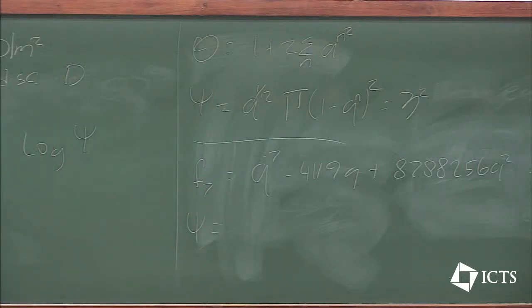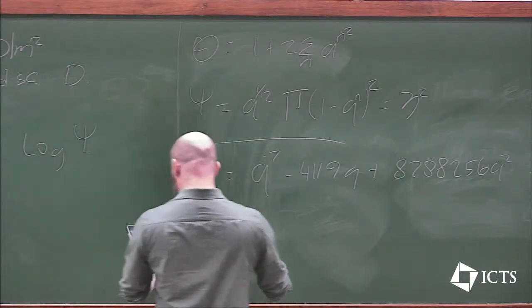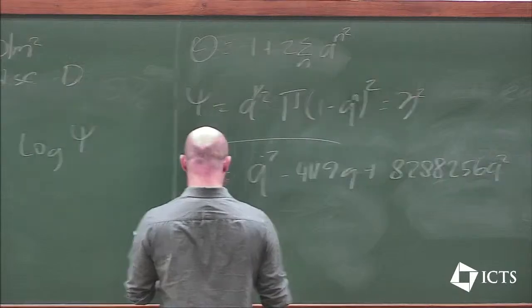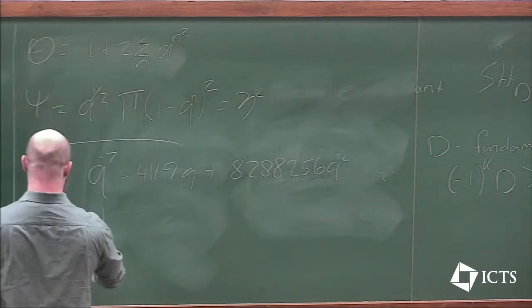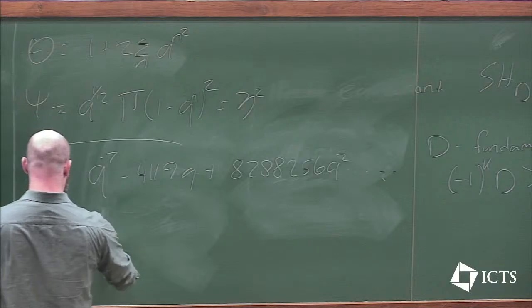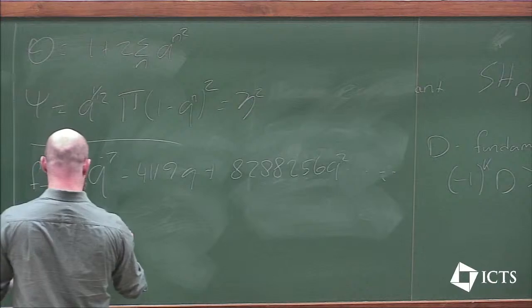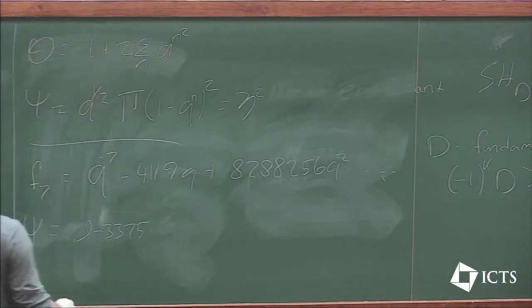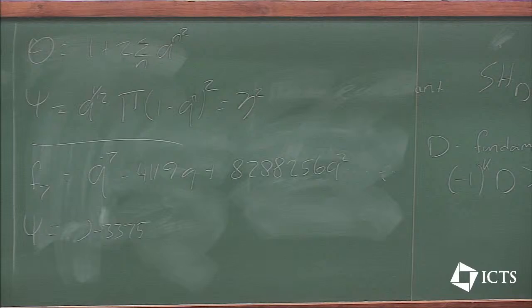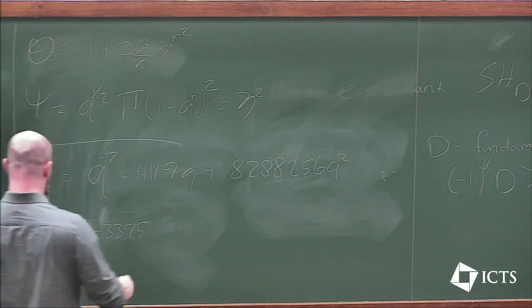that ends up having to have a divisor at the Heegner points of discriminant minus 7. There's only one CM point of discriminant minus 7, and so it turns out that this ends up having to equal J minus 3375. So this is what we get out of this.